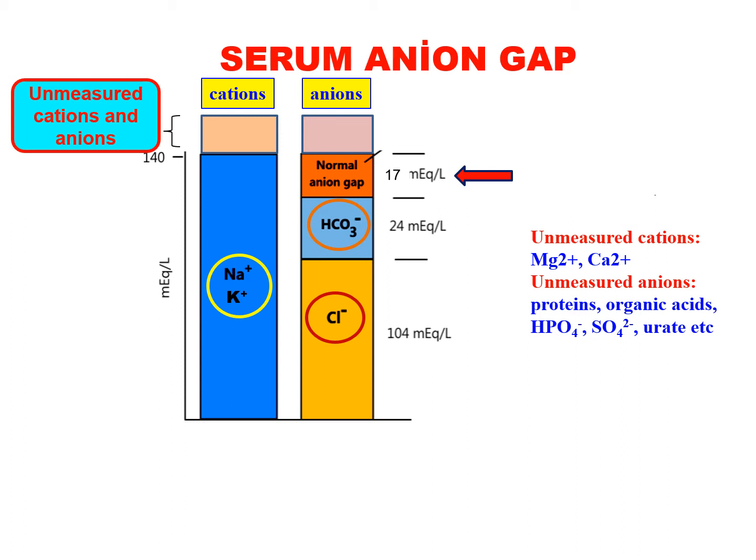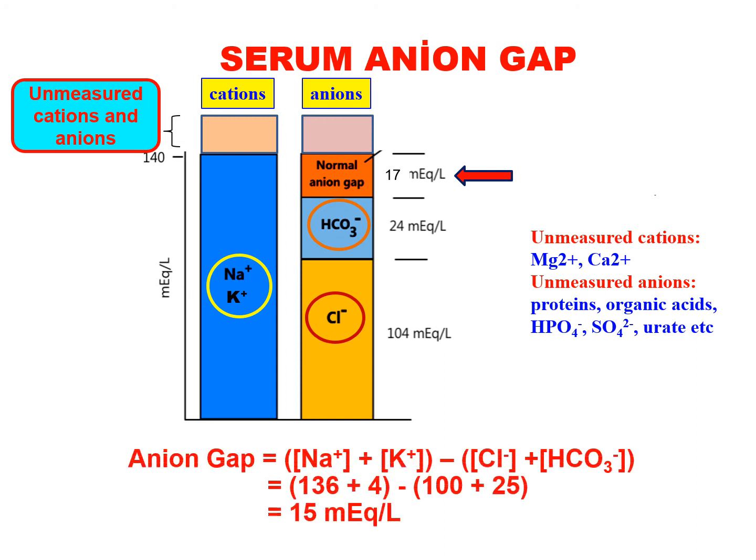Needless to mention, the concentration of measured cations and anions largely remains unchanged. Since unmeasured ions by definition cannot be measured, anion gap is calculated as the difference between measured cations and anions. We should understand here that a normal anion gap is always there. It's only a matter of concern when this value varies, either an increase or decrease. As we have learned in our previous lecture, the body produces more acids than bases. There is always a constant effort to keep the anion gap normal.